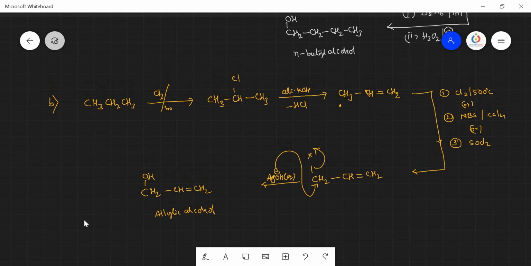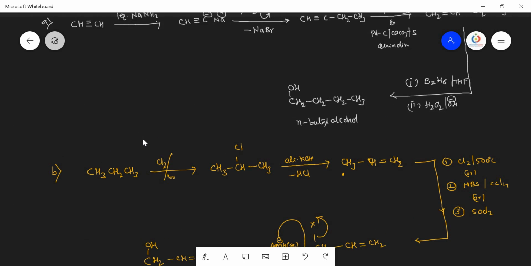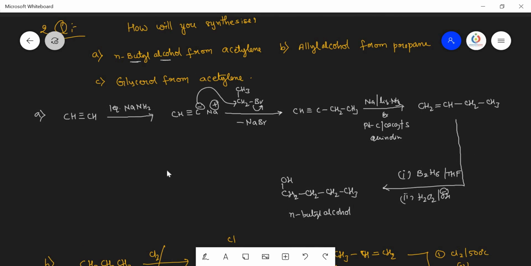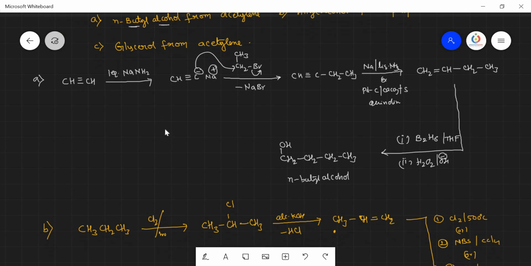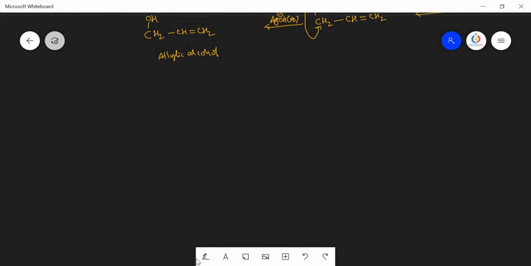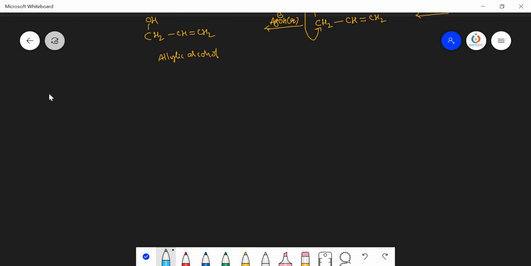So question number 2 is over. Let us see question number 3. Glycerol from acetylene. So again you take the acetylene. Glycerol means a 3 carbon atom species and acetylene means only 2 carbon atoms. Then how to convert this acetylene into glycerol?